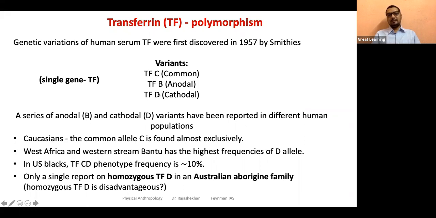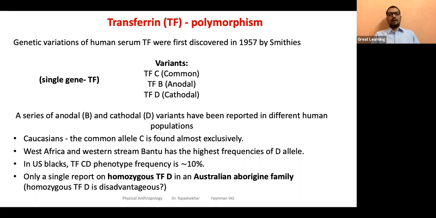So they call them B, C, D. The single TF gene shows three variations. What are they? B, C, and D. It's not allelic forms, but forms which behave differently in laboratory conditions, meaning some nature of it is different. Some of them get attracted to the anode, and some of them get attracted to the cathode. It could be because of the difference in the amino acid sequences. So positively charged electrodes, negatively charged electrodes, they get attracted.